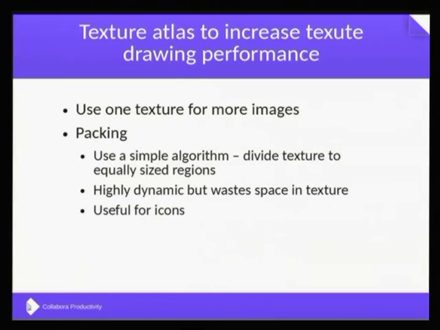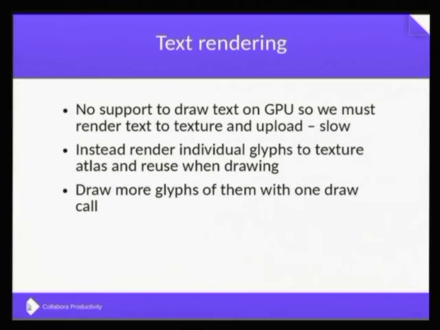One problem here is how to pack multiple textures of variable size into one big texture. There are many algorithms available. We have two. One simple one is just to divide the texture into equal size regions and put the sub textures inside these regions. This can be highly dynamic, but wastes a lot of space. So this is currently used for icons, which have mostly equal size. This way, if you have a toolbar with many of these icons, we save some space. But then we come to text rendering, which is quite similar to this.